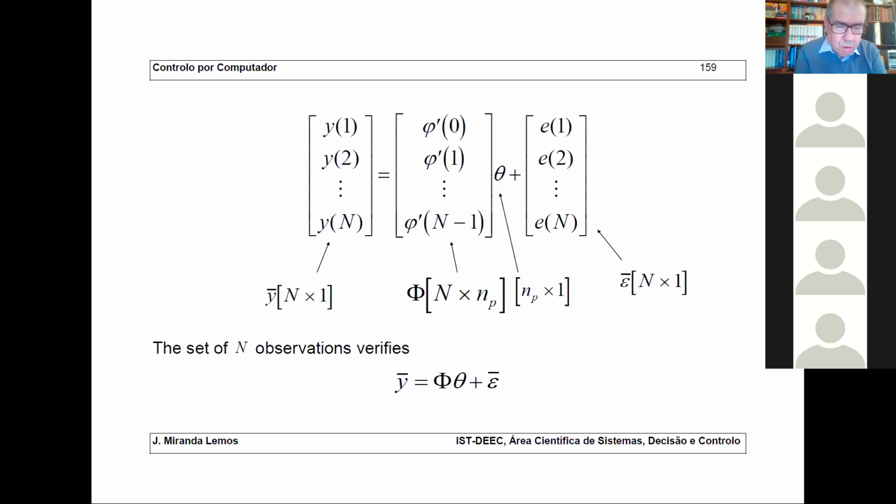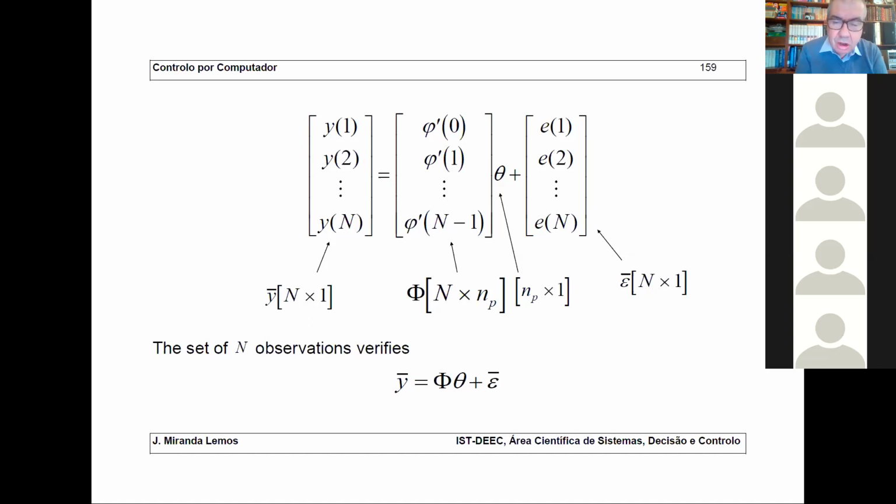So, what can you say about the story of theta being the inverse of phi times y bar? You can compute it if N is equal to NP. So the number of data must be equal to the number of parameters. That's reasonable. So if the number of data points is equal to the number of parameters, then you can write theta as phi transposed phi inverse times y bar.